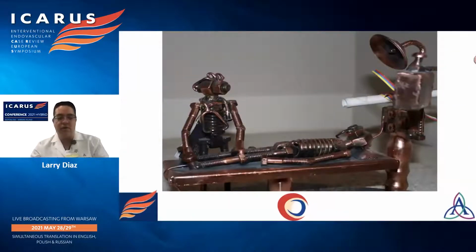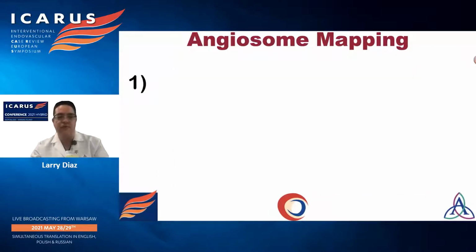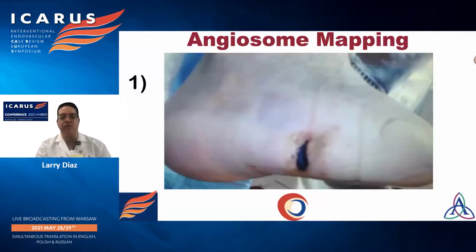We start with this sculpture that signifies the tibial axis. The first case is angiosome mapping: a 55-year-old male with a history of type 1 diabetes, a Rutherford class of 5.6. It has this ulceration spanning both the dorsal and plantar aspects of the foot, which corresponds to the angiosomes of the AT and PT.